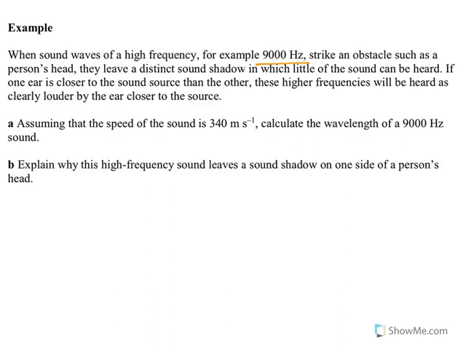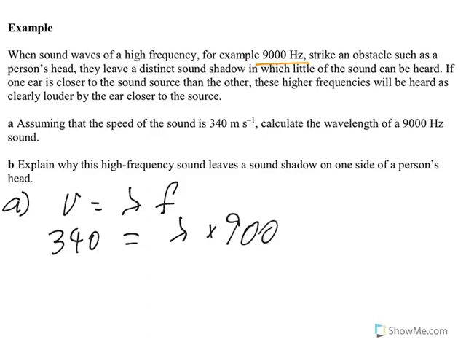If one ear is closer to the sound source than the other, these higher frequencies will be heard clearly with the ear closest to the sound source. Righto. So, first of all, assuming that the speed of the sound is 340 metres per second, calculate the wavelength of 9,000 hertz. So that's just v equals lambda f. So 340 equals lambda times 9,000.